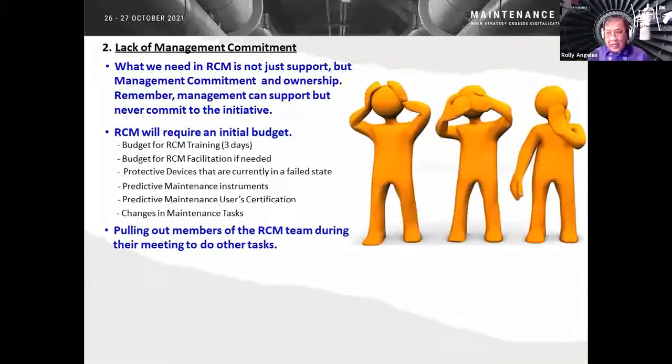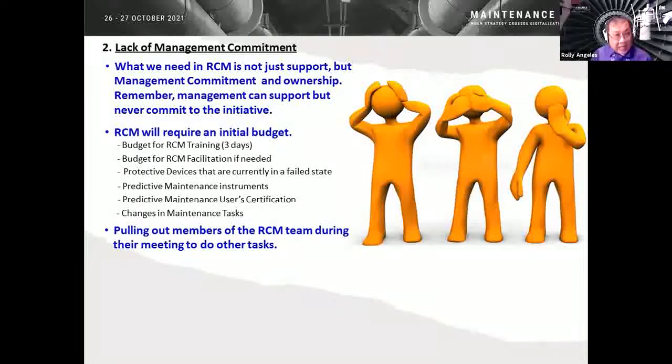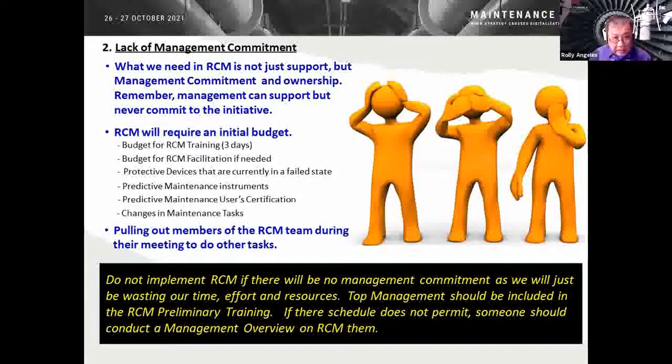And one thing I see during the times I was still employed is when we're conducting RCM, some management pull out their members or their people in the meeting. This will highly demotivate the team. So my advice is do not implement RCM if there will be no management commitment, because everything will be just a waste of time, efforts, and resources.